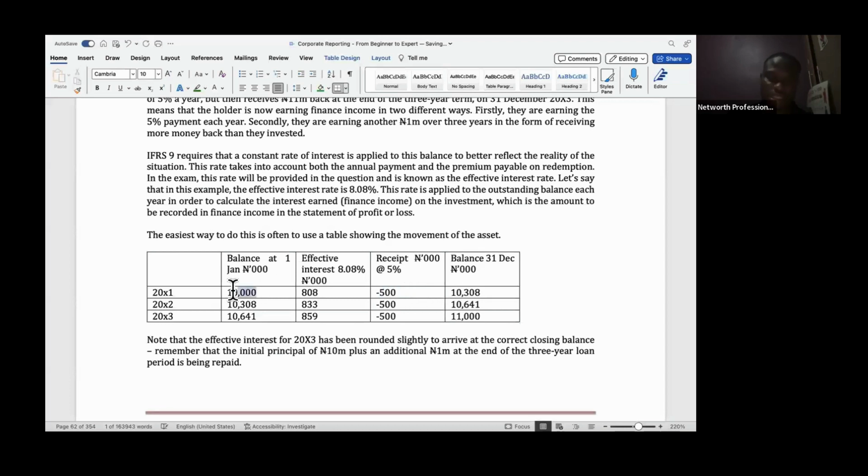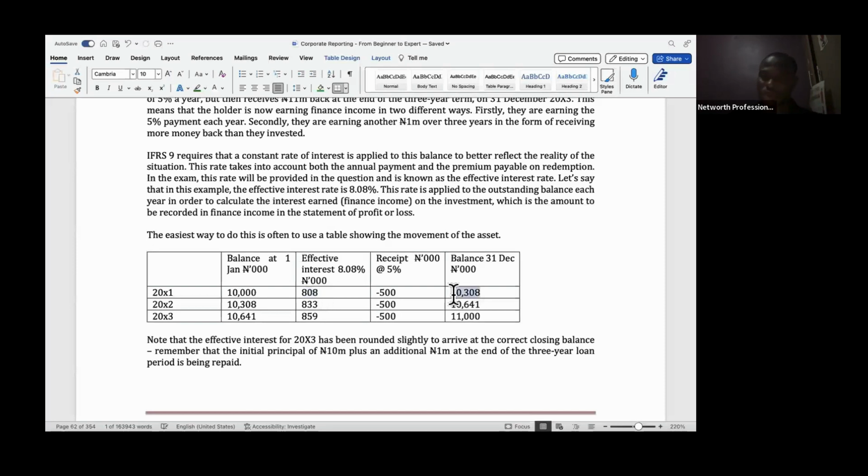But don't forget, he's also owing me 10,000. So the total, both principal and interest, that I'm expecting now is 10,308. You can have this as additional information in a question in your exam. All the examiner simply needs from you is to know that this is the effective interest rate you are going to use to determine your finance income that goes to your P&L.